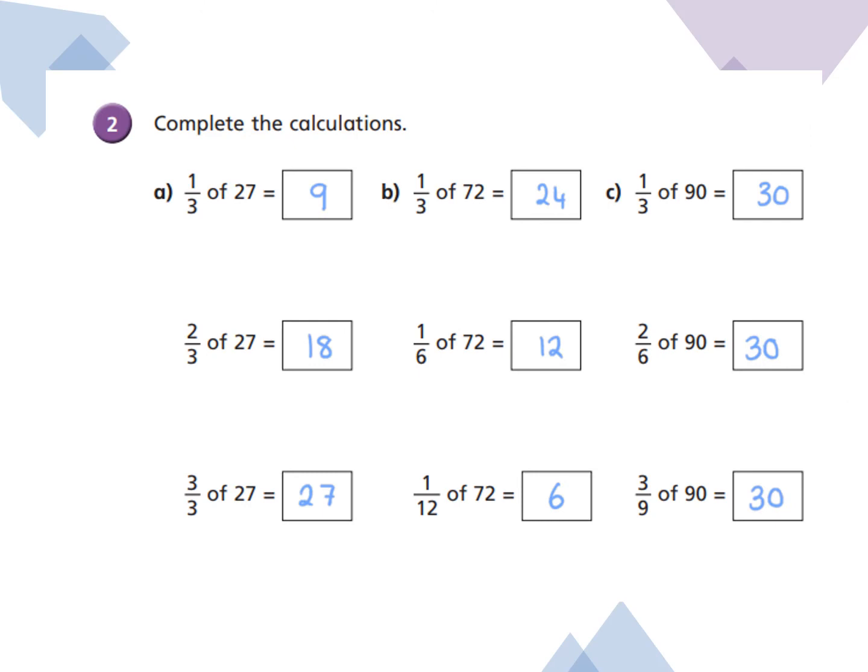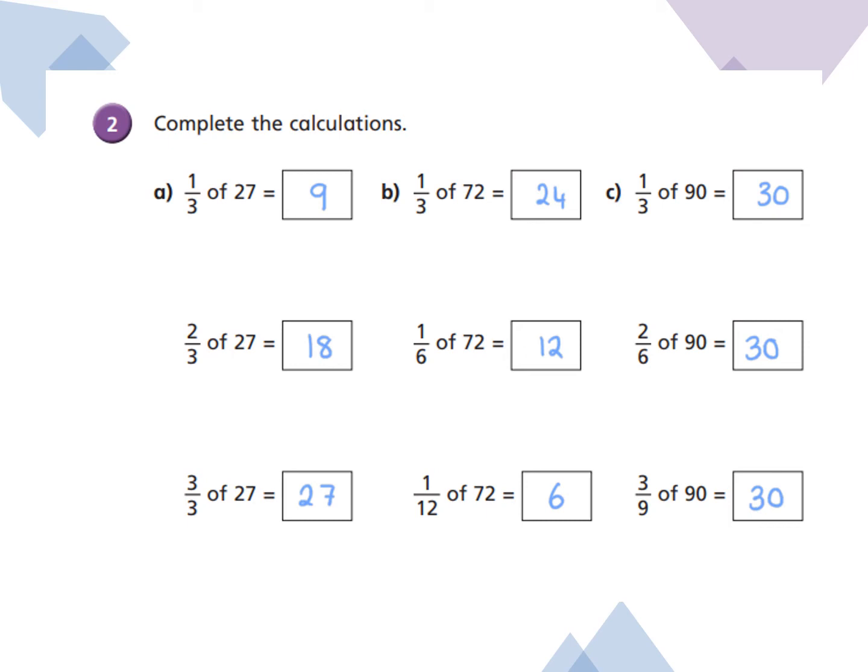And here we've got our answers. So 1/3 of 27 is 9, because 9 times 3 is 27. And therefore, if 1/3 of 27 is 9, then we add together 2/3, which would equal 18. And you can see for the last one on A, 3/3 of 27, well, that's the whole one. So that's all of an amount would equal 27, because 3 times 9 is 27.